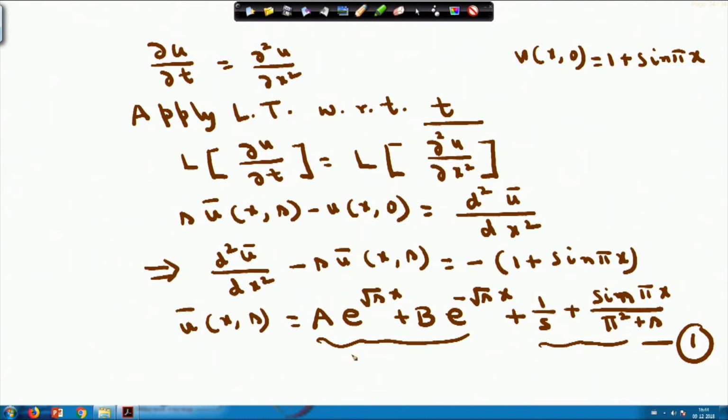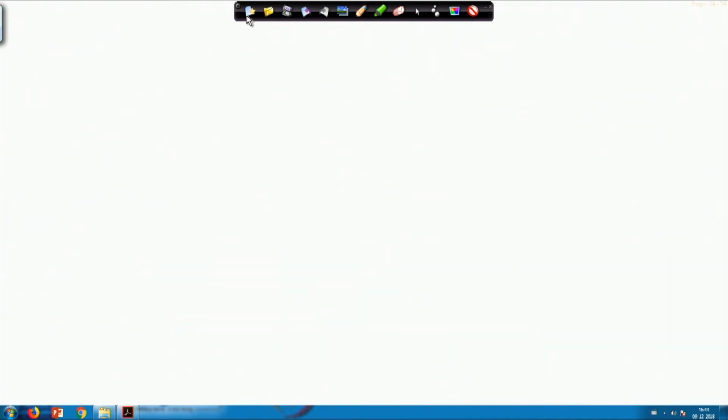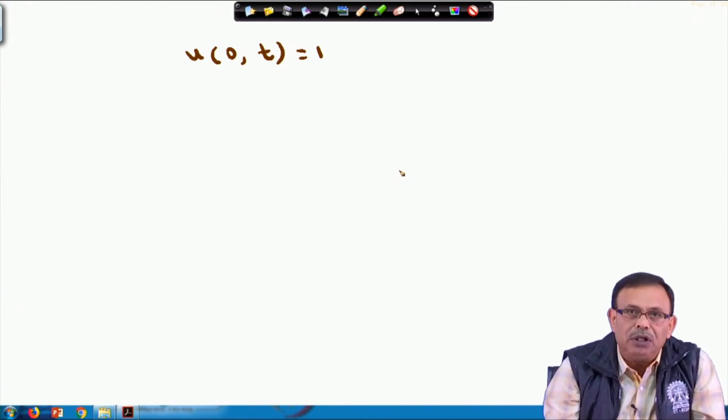Now, what is your aim? Your aim is to find the values of these two constants a and b, and what is given to you is that u(0, t) equals 1. One of the conditions is given as u(0, t) equals 1. Since u(0, t) equals 1, from here you cannot do anything directly, because you got the result u bar(x, s) as some function of x and s.